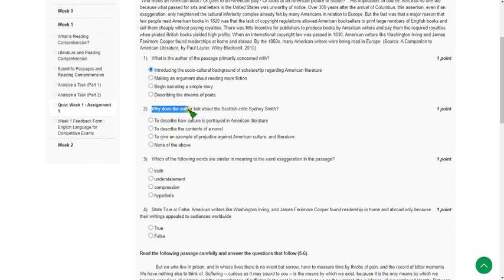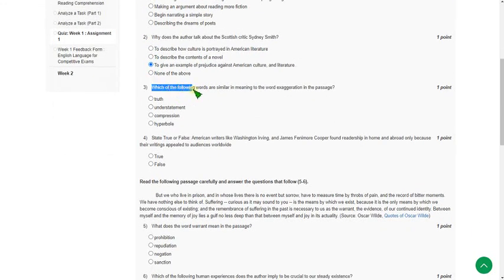Why does the author talk about the Scottish critic Sidney Smith? So the answer for the second question is the third option, to give an example of prejudice against American culture and literature. Moving on to the third one.